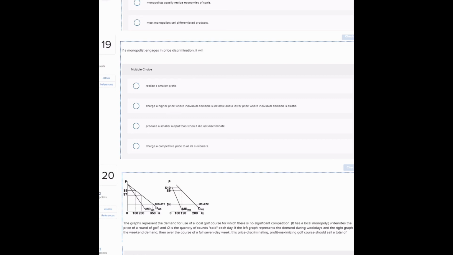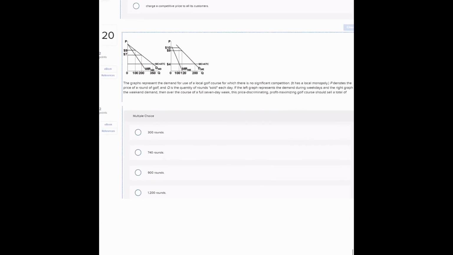Number 19, if a monopolist engages in price discrimination, it's going to charge a higher price where individual demand is inelastic and a lower price where individual demand is elastic. Where somebody has very little response, they're going to charge higher prices. That's going to maximize their revenue because we're going to get a higher price. Remember, in inelastic demand, a higher price brings about higher revenues. And where demand is elastic, if they want to increase revenues, they're going to have to lower prices to get total revenue to increase. So this is our definition of our total revenue test: inelastic and elastic.